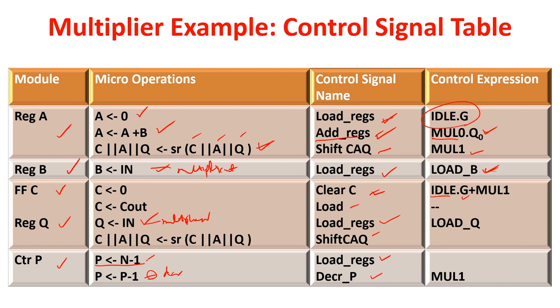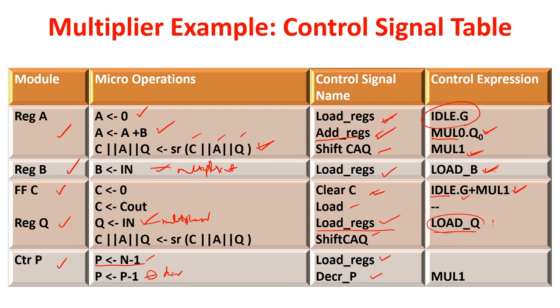Also, in MUL1 state, anyhow we are shifting, and also we are doing C equal to 0. Load register. So, this is also where we are doing load Q. So, when are we doing load Q? Whenever we initialize things, this is actually load B. So, we are loading whenever idle G. So, this is supposed to be the same thing.